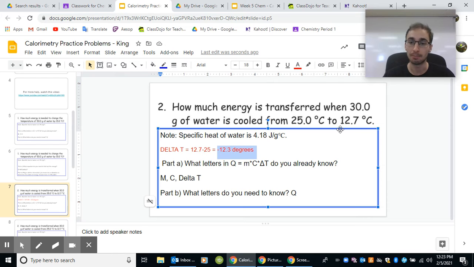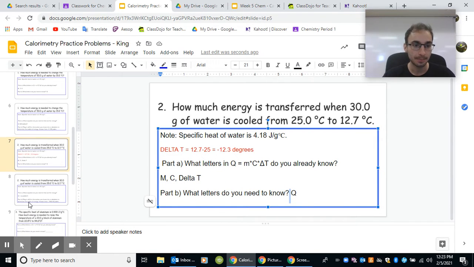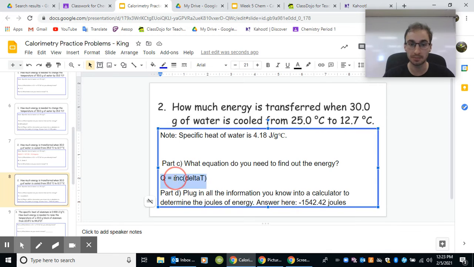Now you know what M is, what C is, and what delta T is. So now you can find Q. It's the normal equation, and once you plug in all the answers, you'll get negative 1,542.42 joules. The negative just means you're losing energy because it's getting colder.